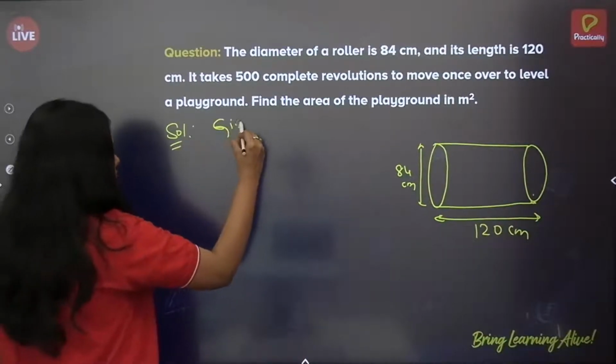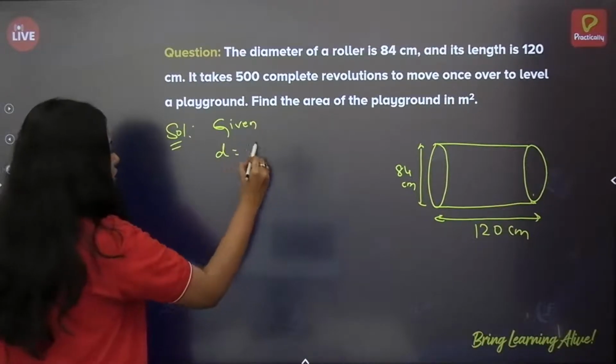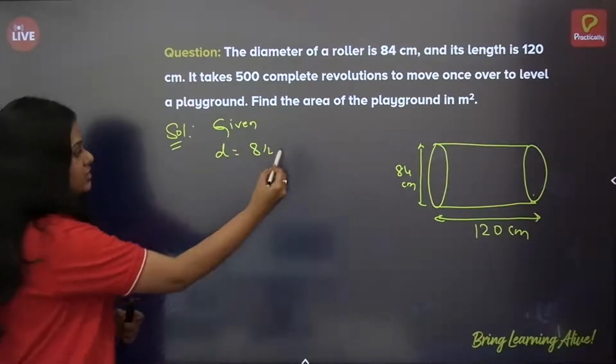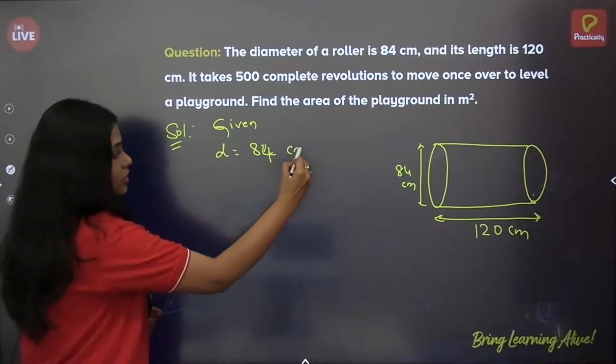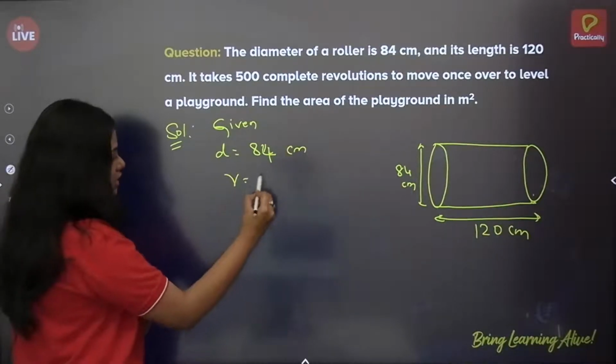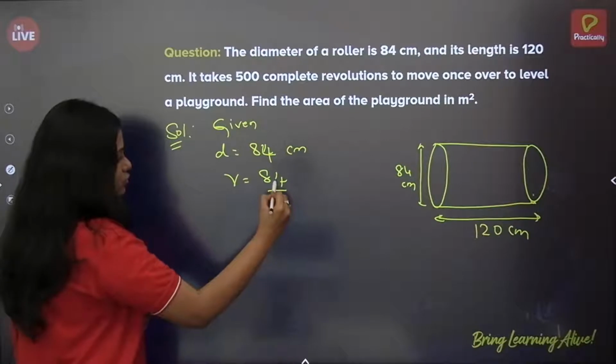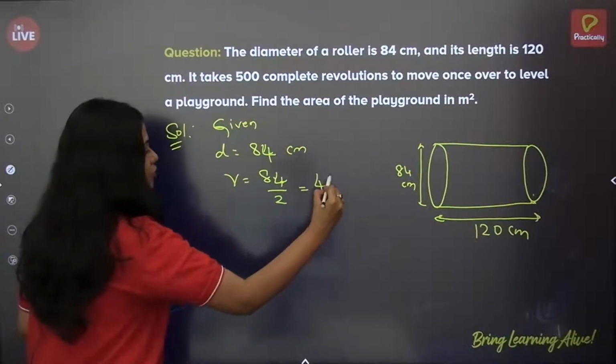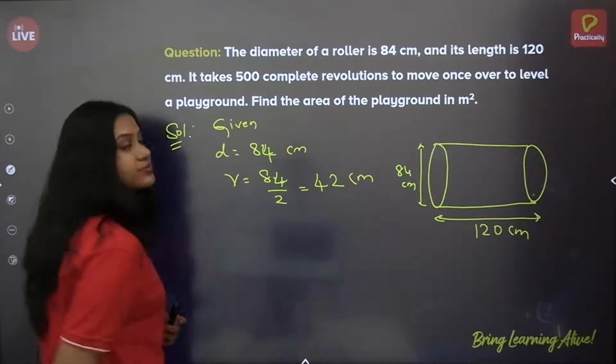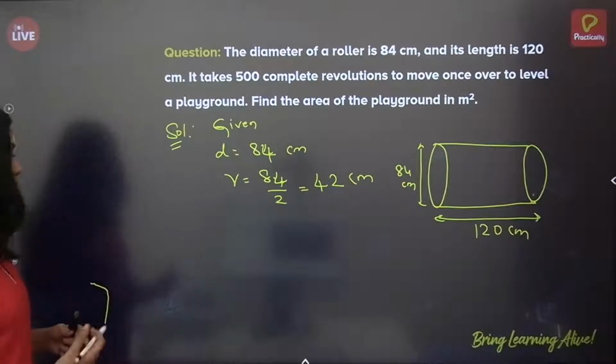Let us write. Given: diameter is equal to 84 centimeters. So, what will be the radius? Radius is equal to 84 by 2. That is nothing but 42 centimeters. Correct? So, we got the radius.